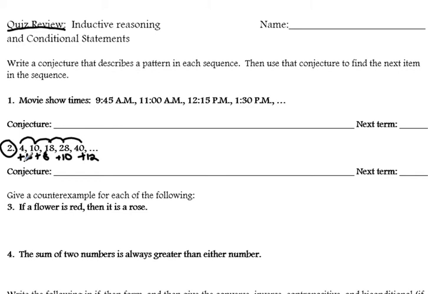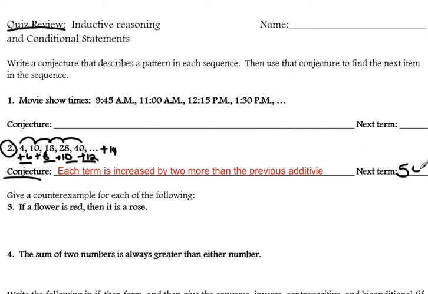So what's happening here is that I'm adding 2 more to each previous additive. So for the next term, I would add not 12, but 2 more than that. I would add 14 to 40. So my conjecture is that each term is increased by 2, or 2 more than the previous term. So then that would make my next term 40 plus 14, which is 54.